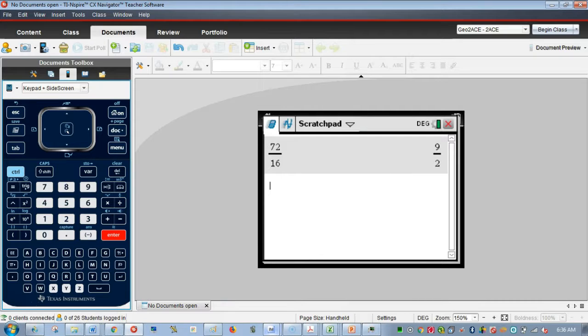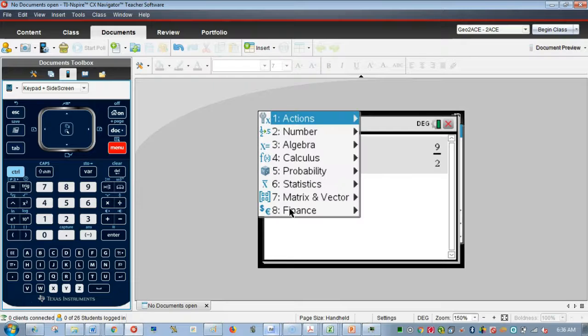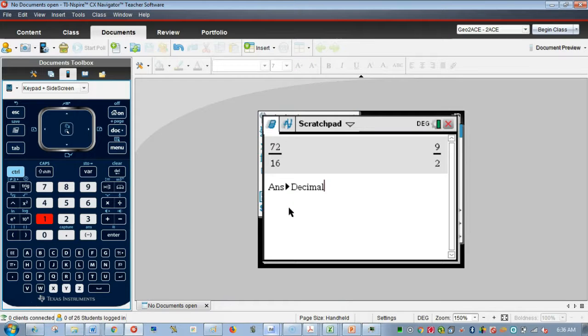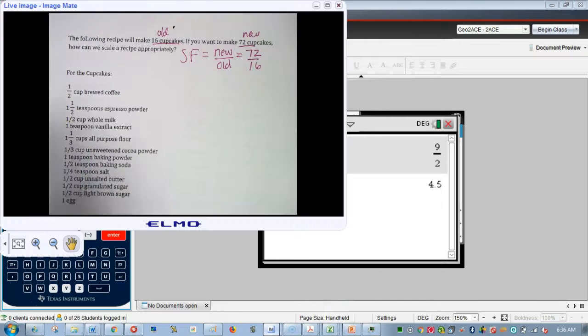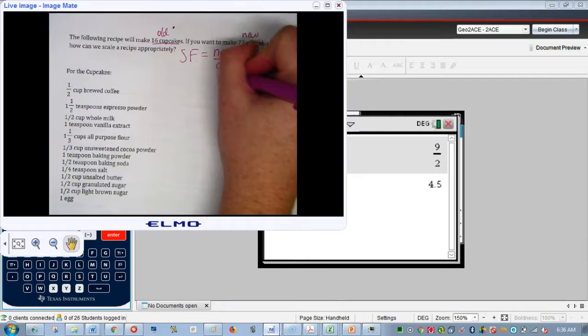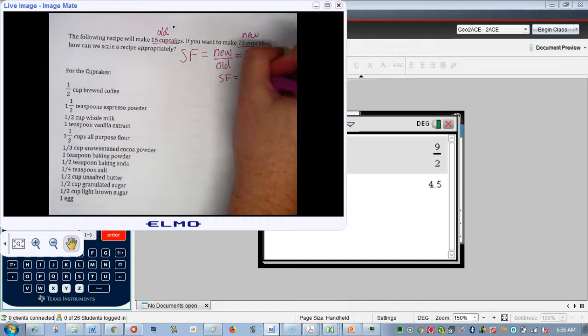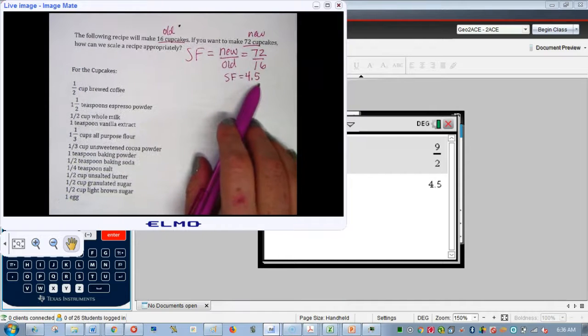Now, if we don't want to speak in terms of 9 halves, what we can do is hit menu, 2, 1. Not that, sorry, I think I hit everything too fast. Menu, 2, 1. And that turns it into a decimal. So I know that my scale factor is 4.5. You can either work with the 9 halves or you can work with the 4.5.